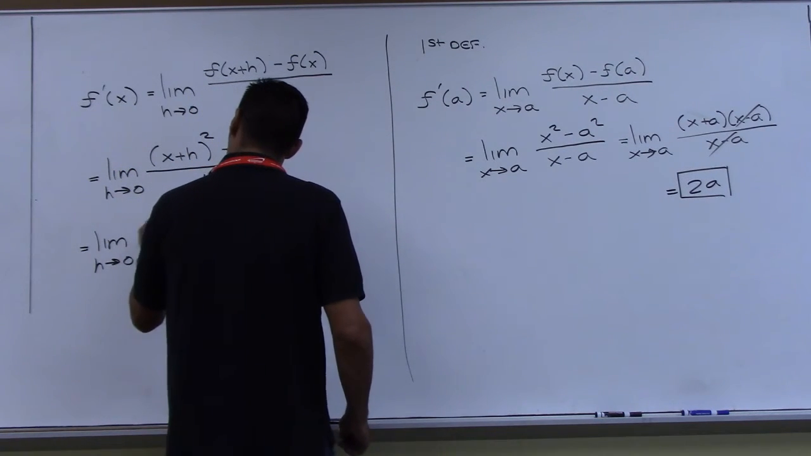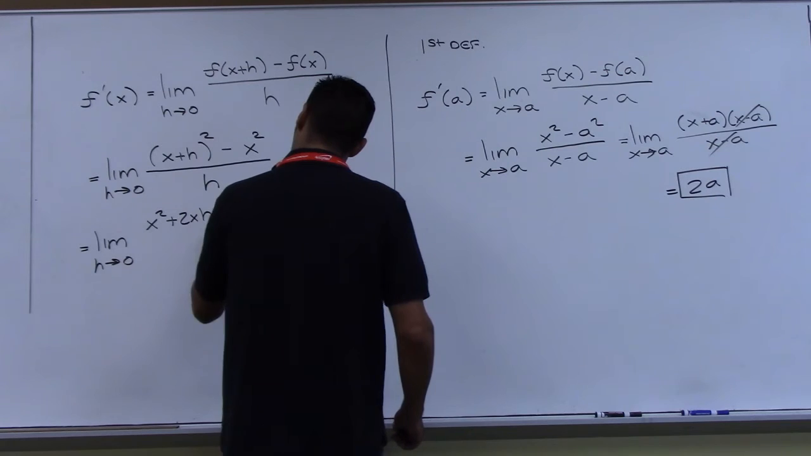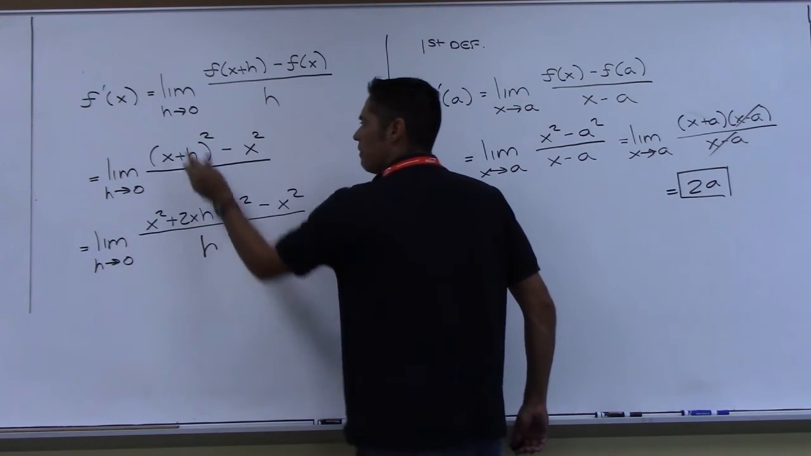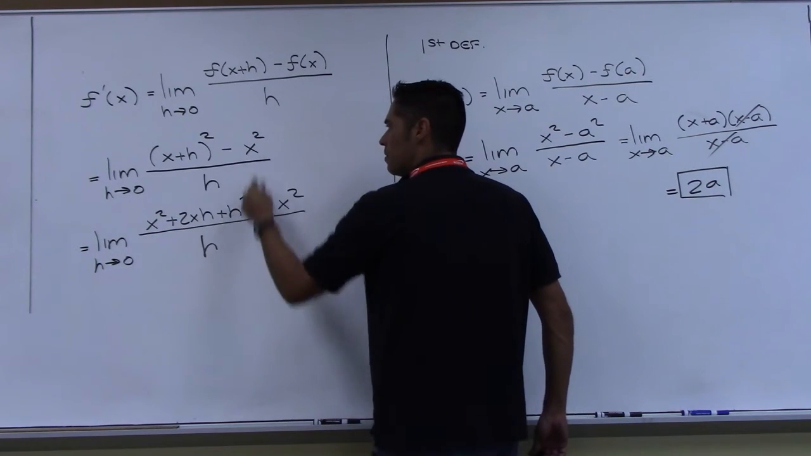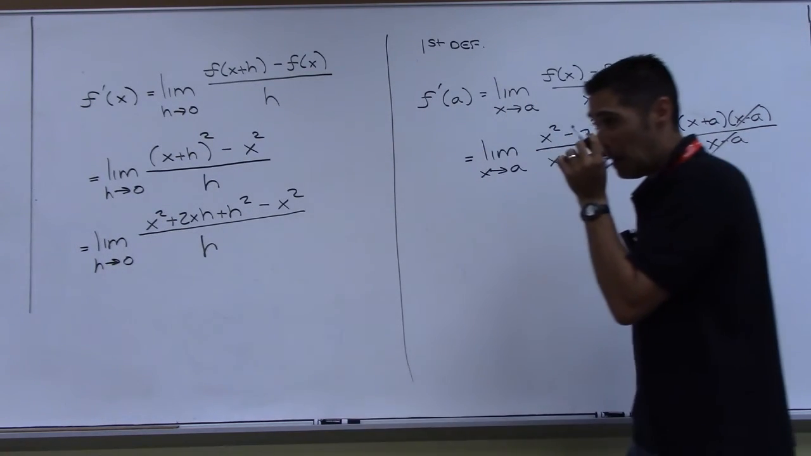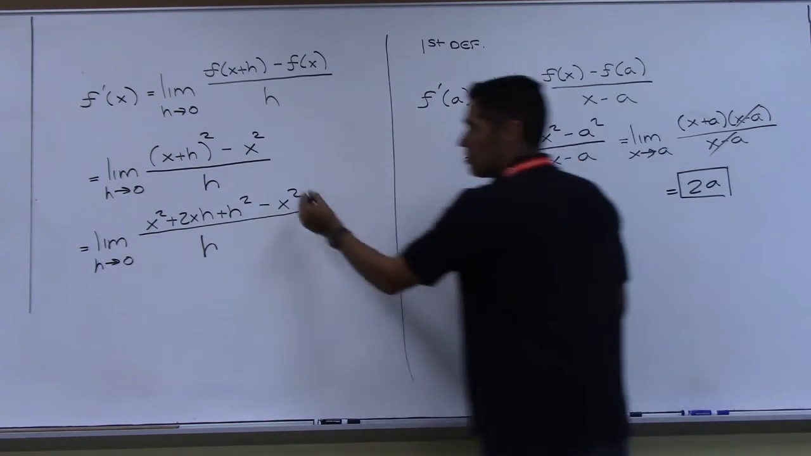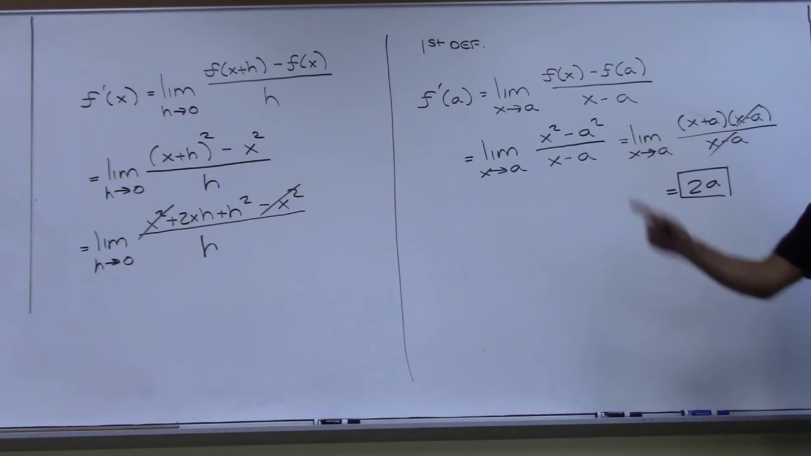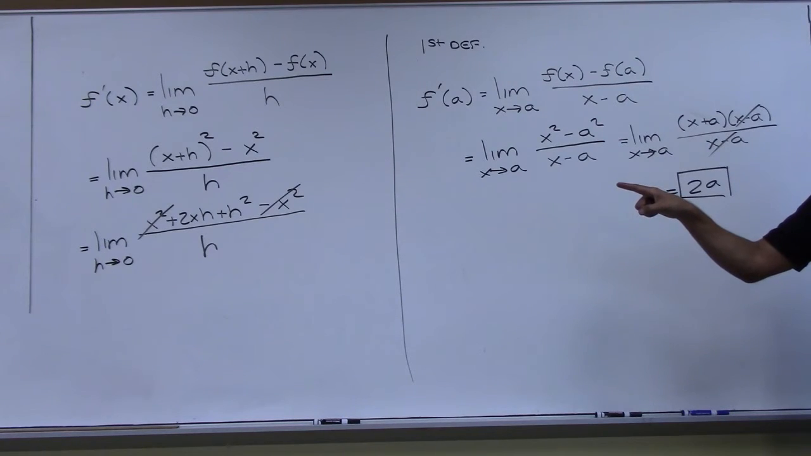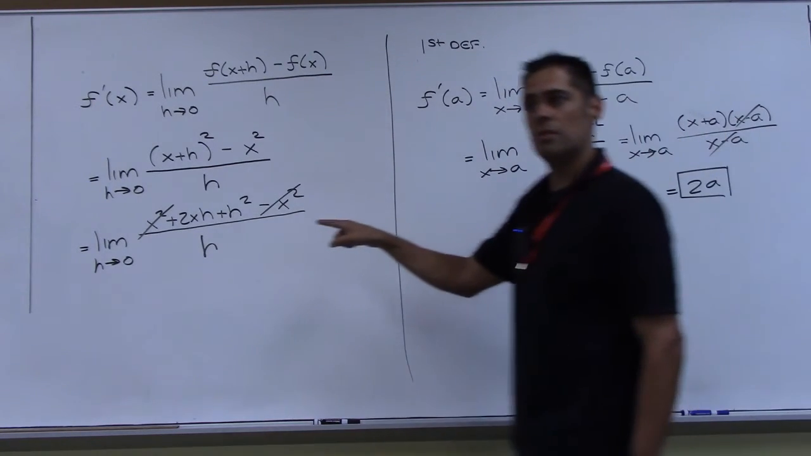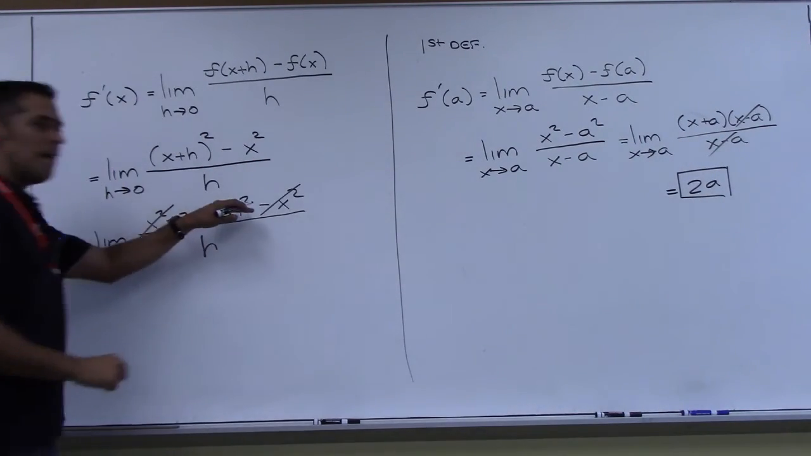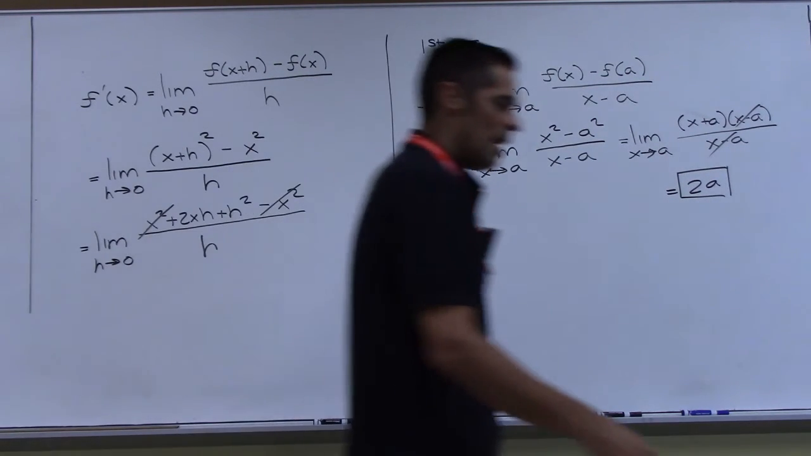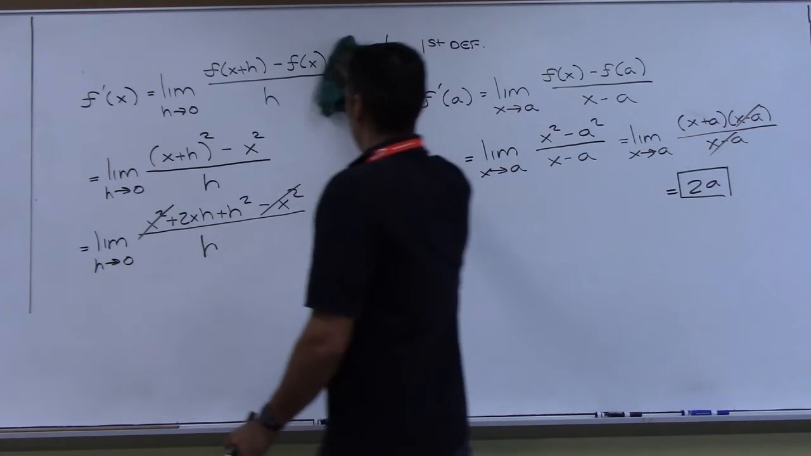X squared plus 2xh plus h squared minus x squared, over h. So expand this out, you get those three terms, then minus x squared. What happens here? The x squareds cancel, and then what? They all have an h in them, don't they? Every term has an h. And so we can factor an h out of the numerator, and that will cancel with the h in the denominator, won't it?